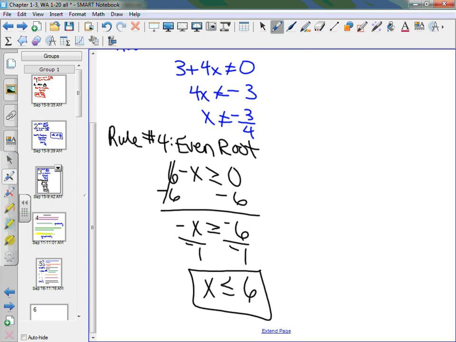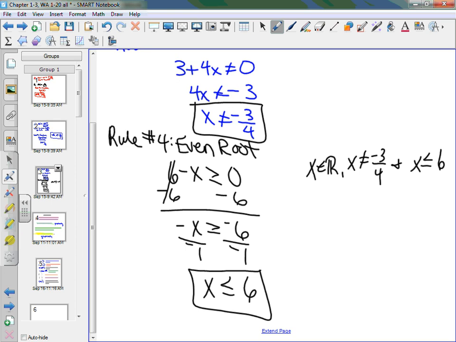Yes? Okay. So now I have those two boxes. So what's my actual domain? x is an element of the reals. x cannot equal negative 3 fourths. And x is less than or equal to 6.